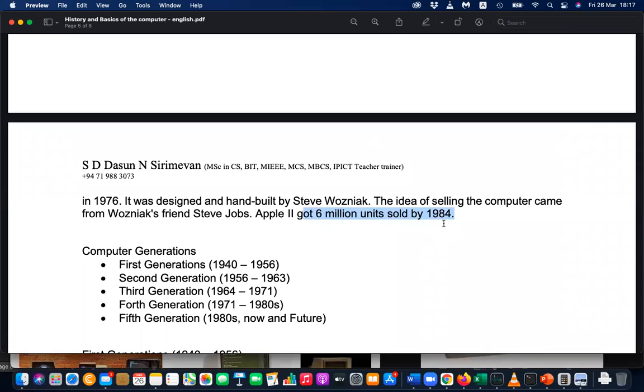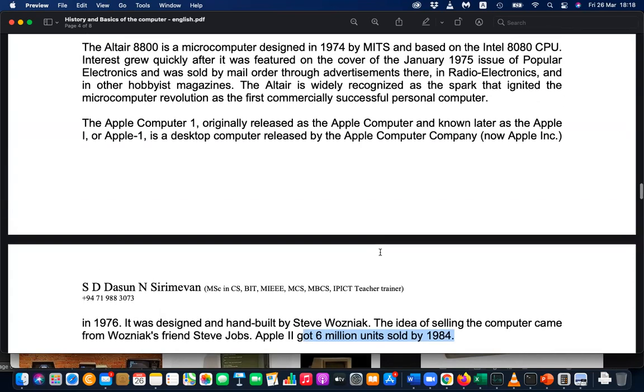Apple I was designed as a hand built one. It's not by Steve Jobs, it's by Steve Wozniak. It's handmade, Apple I, but Apple II was for selling. So Apple II got 6 million units sold. So that was the first kind of thing.